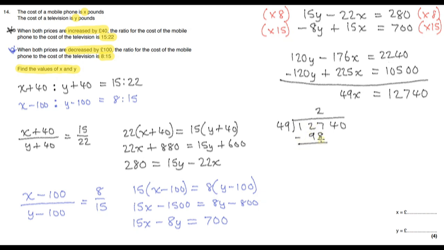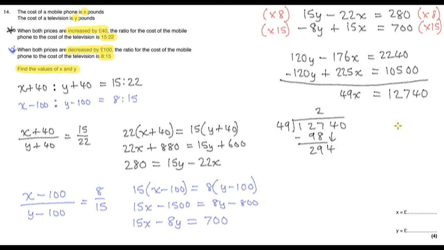Subtract. So that's going to give me 29. Is that right? 29. Yeah, I think 29. Bring down the 4. So 49 into 294. That's going to be 6, I think.